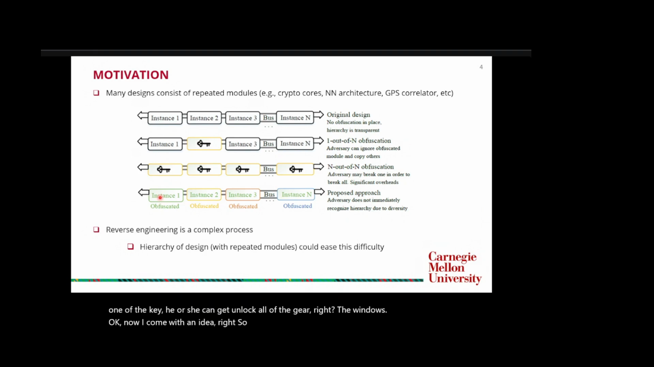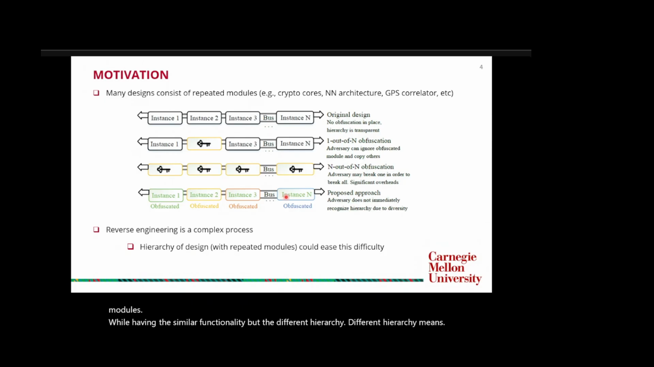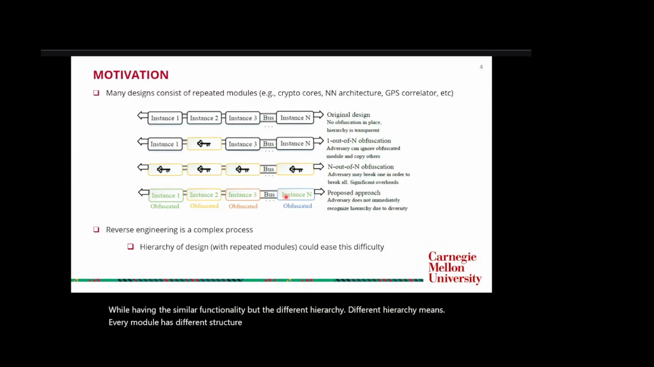Now I come with an idea, right? So I want to do what? I want to obfuscate all of the modules while having similar functionality but different hierarchy. Different hierarchy means every module has a different structure. If I do the structural analysis, if I try to see the netlist and try to match them, I will see, oh, it does not have similar structure, but similar functionality. And if I make a different structure for every module that has similar functionality in the big SOC, it means I can hide the logic, right?